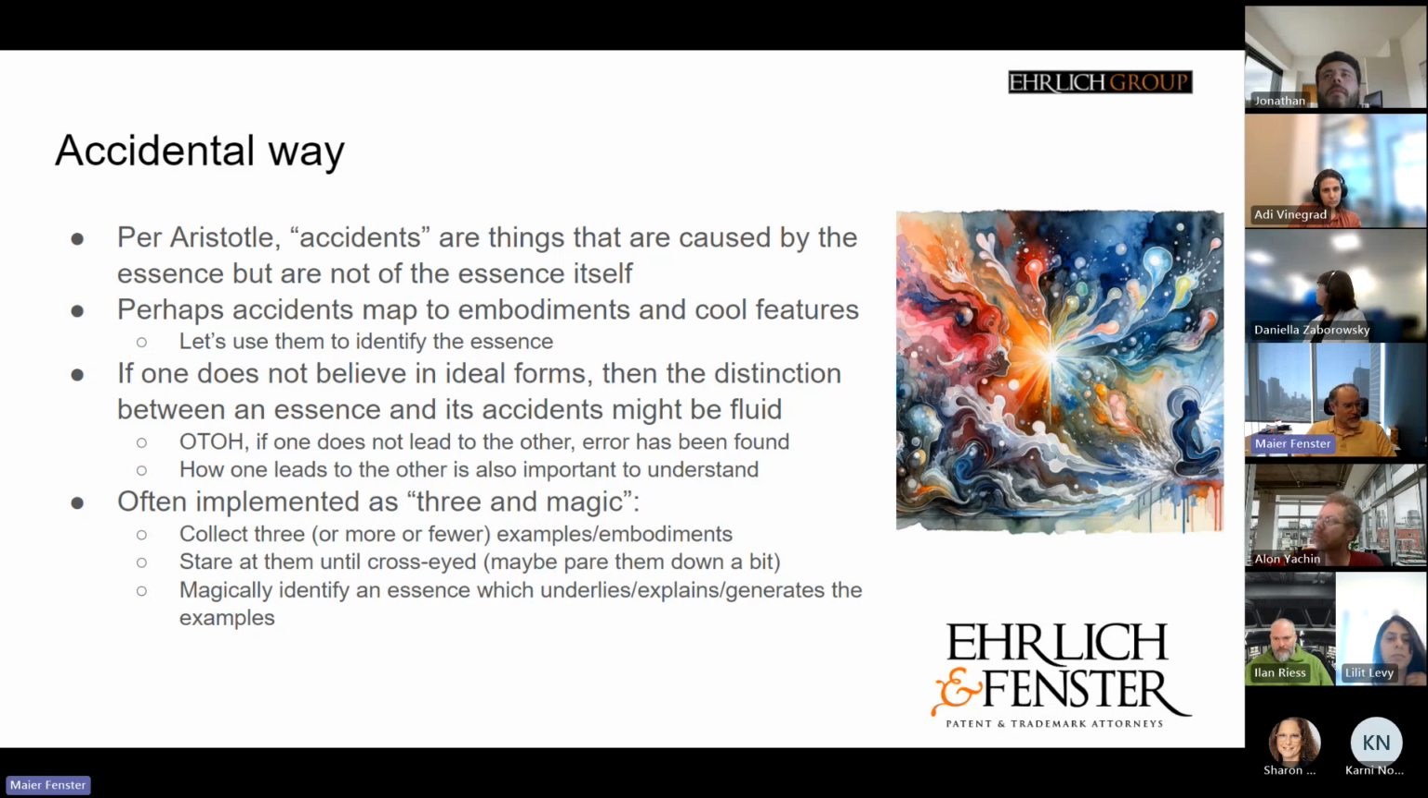So how do we use this method? It's a magical method. You take 3 examples, and these examples are really exhibiting all of your accidents, and then you look at them until you suddenly have an idea what the essence is which explains or generates these example embodiments. And that's why if you have only one embodiment, it's kind of difficult to do, so you should generate more than one embodiment, and we'll talk about that shortly.